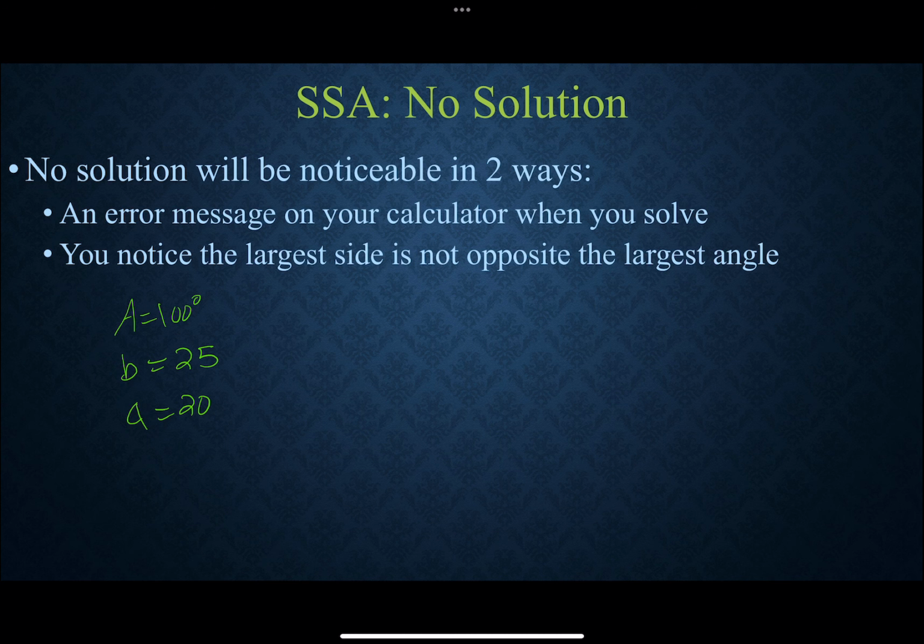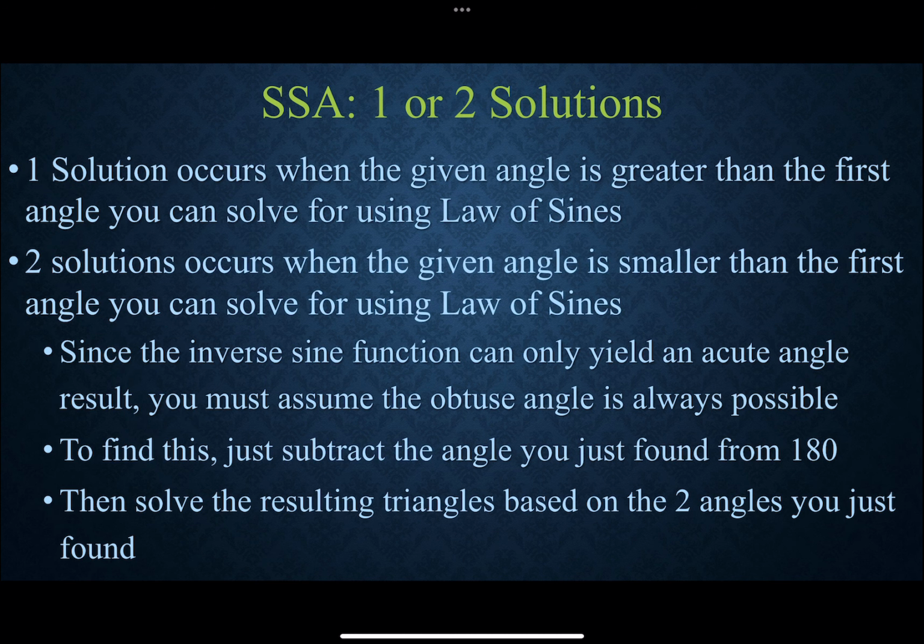So assuming that's not the case, and you don't get an error message, how do you know whether it's one or two solutions? It's one solution when the angle you're given is greater than the first angle you can solve for using your law of sines. And in the side-side-angle case, you're always going to have to solve for an angle first, because you're given two sides and one angle. You have to get the second angle. If that second angle you find is smaller than the given angle, there can only be one answer. If the second angle is larger than the given angle, then you can have a two solution situation.